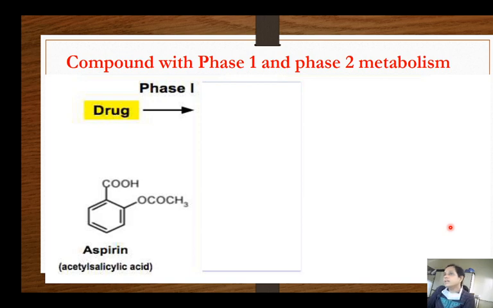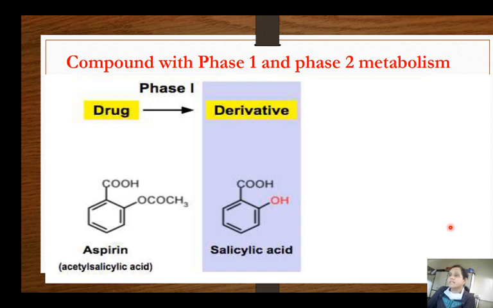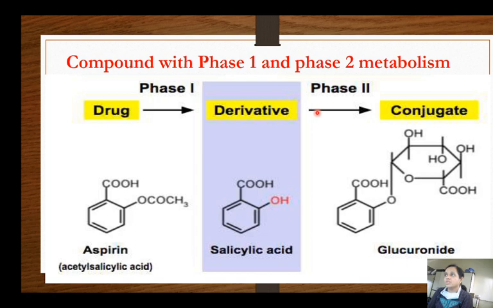Now, this aspirin undergoes hydrolysis in phase 1 and forms salicylic acid. So, in hydrolysis, the acetyl group is lost and it forms salicylic acid. Now, this salicylic acid enters into phase 2 of metabolism, where it gets conjugated with glucuronic acid and forms salicylate glucuronide. In that way, this xenobiotic is completely conjugated and it is in an excretable form. So this is how the combination of phase 1 and phase 2 detoxification occurs.